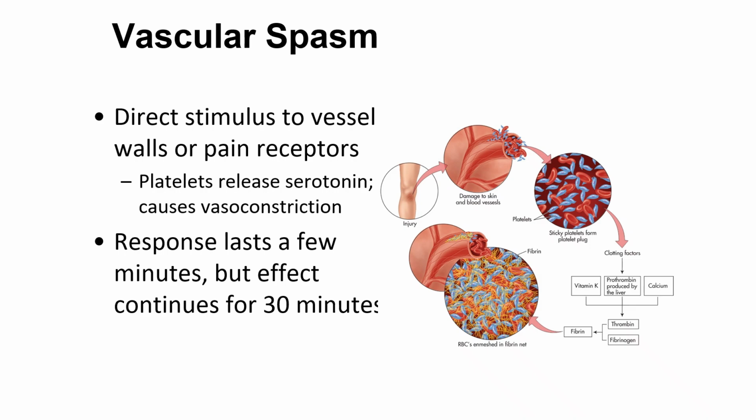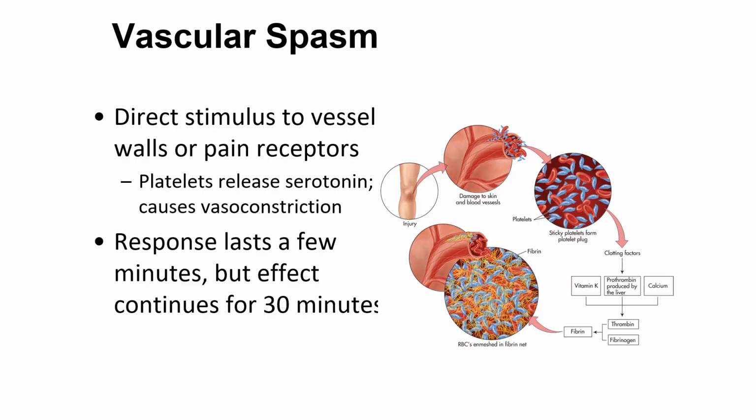Now, the platelets are going to release serotonin, and this is going to cause vasoconstriction, which is going to help further stop or slow down the blood loss. And so this action can slow blood loss very quickly, and it can cause the ends of the vessel to close completely.